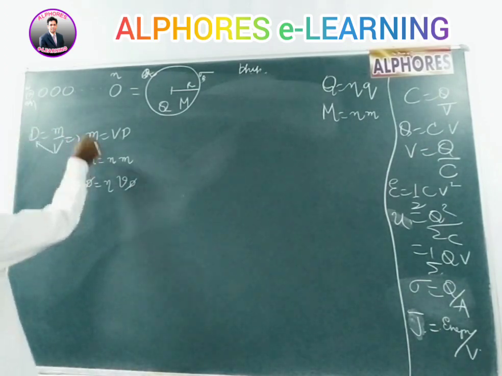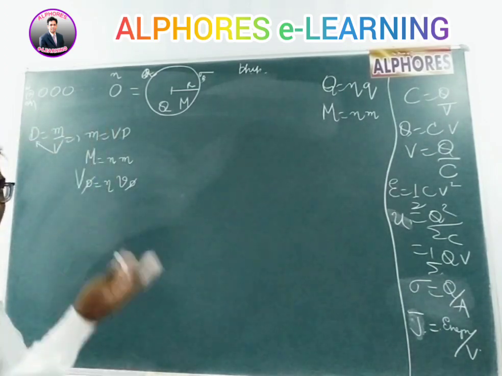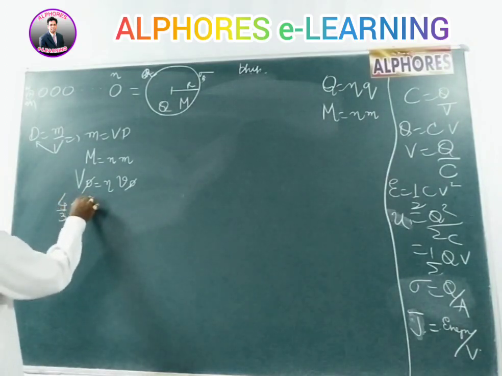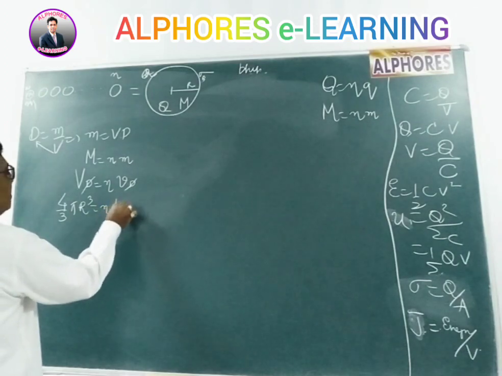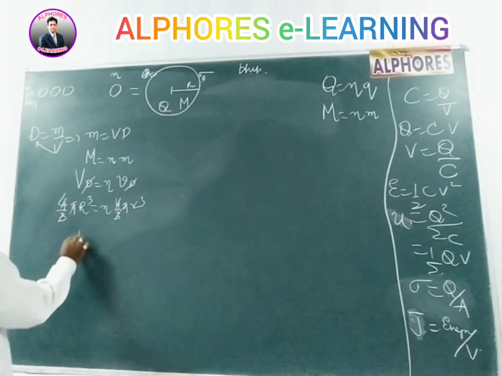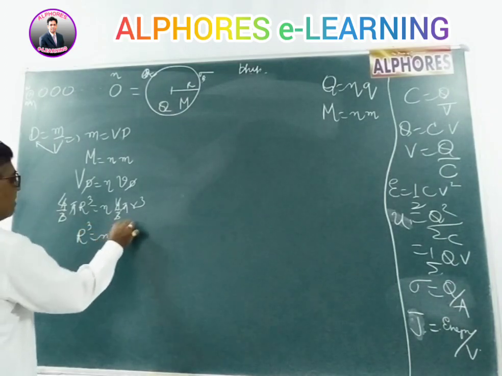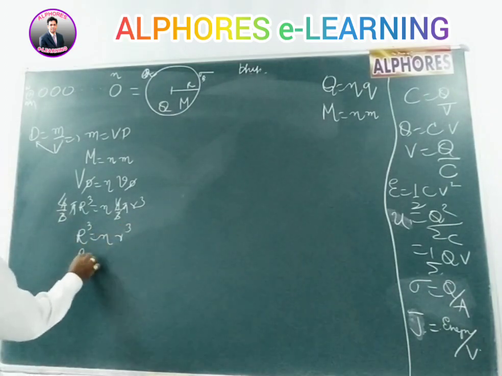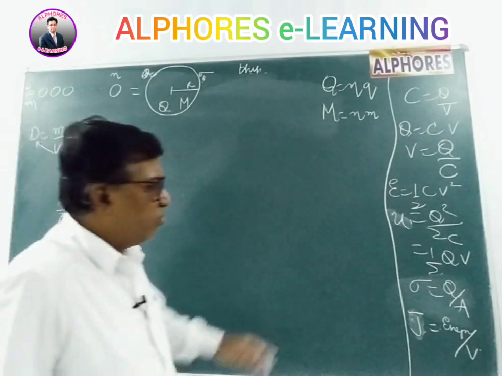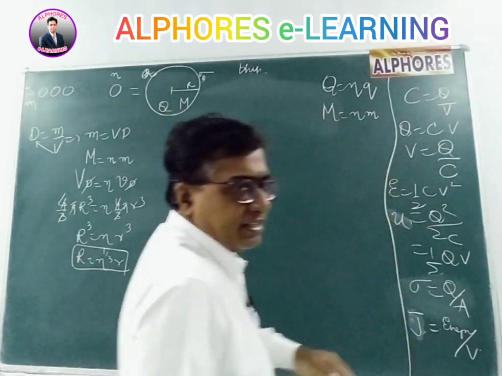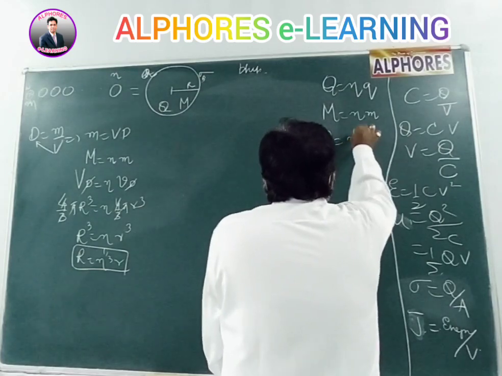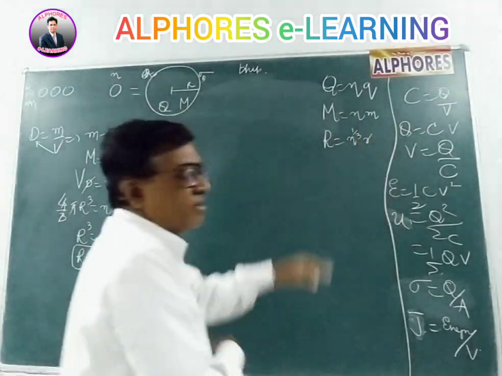But what is volume? It's a liquid drop, and a drop is a sphere. So the volume of the bigger one, 4 by 3 pi capital R cubed, is n times 4 by 3 pi small r cubed. The 4 by 3 pi cancels. So capital R cubed is equal to n times small r cubed, or capital R is n power 1 by 3 times small r. A very important relation, very useful to find out the remaining parameters. This is also important, please remember: the radius of the bigger drop is n power 1 by 3 times the radius of the smaller.